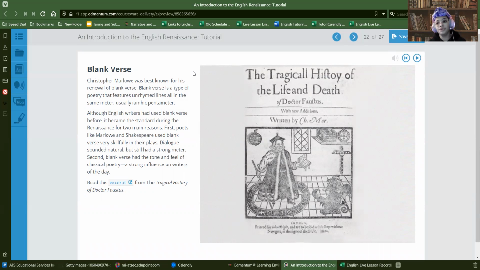Marlowe and Shakespeare both used blank verse very skillfully. And according to people who were alive at that time, they were able to make their dialogues sound how they thought people spoke normally at the time. So it's important to keep that in mind when you're reading the excerpt that they link down here.